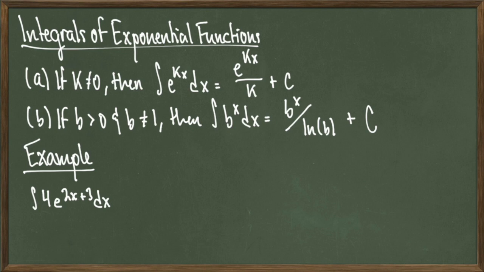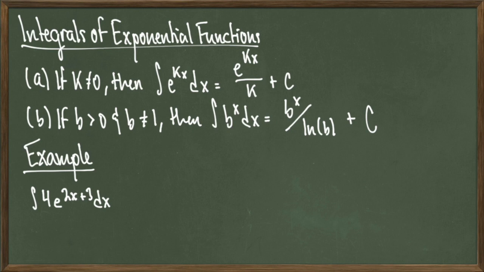Now consider the following example. We'll take the integral of 4 times e to the 2x plus 3 dx. This doesn't quite look like a very user-friendly function, but let's use some tricks from algebra to break this up and make it a little bit nicer. The first thing we can do is factor out this 4, but notice that we have e to the 2x plus 3.